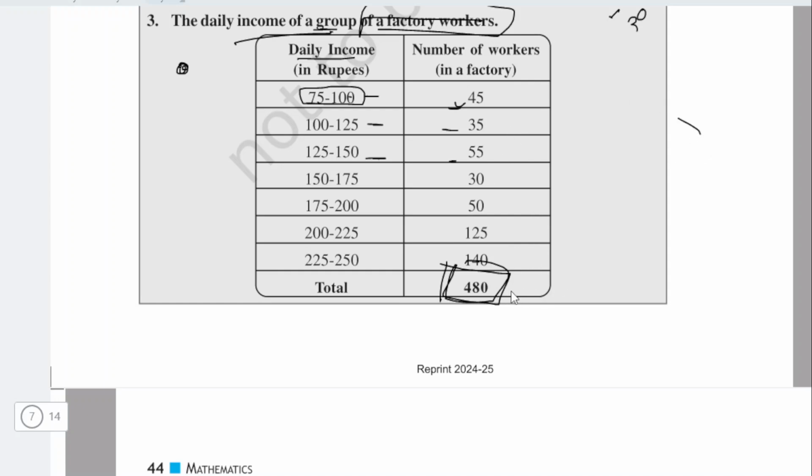So 480 should represent 360 degrees. So one will represent daily income of rupees, one will represent 360. Wait, there is something to be understood here.